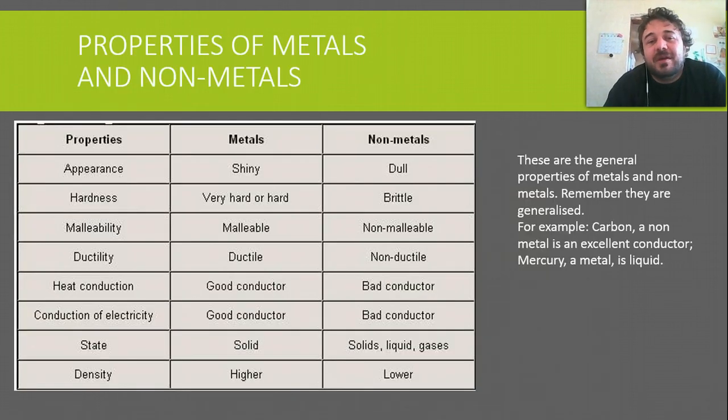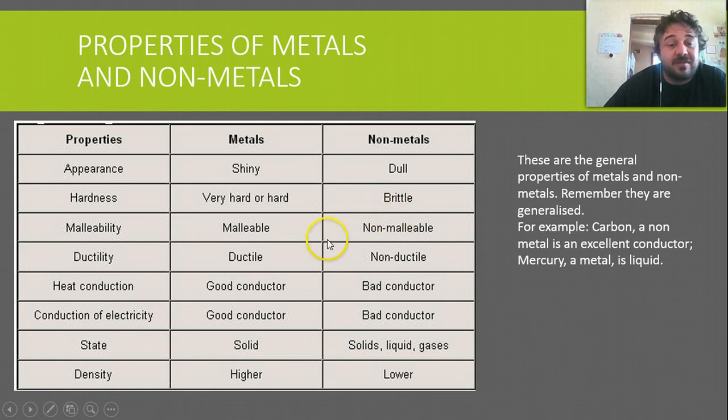Here are our properties of metals and non-metals. So the appearance of metals is shiny, non-metals are dull. Hardness, metals tend to be very hard, whereas non-metals are usually fairly brittle, so they're not super hard. They tend to break when they're solid. Malleability, these guys will bend. You can hammer them into a flat sheet or a shape. Non-metals tend to not be malleable.